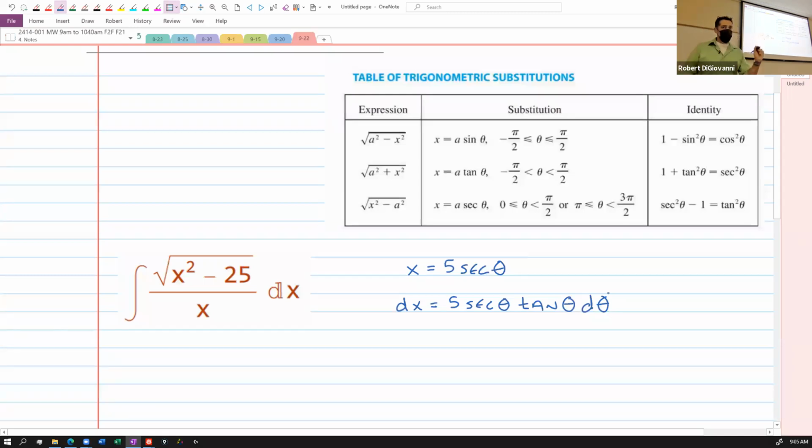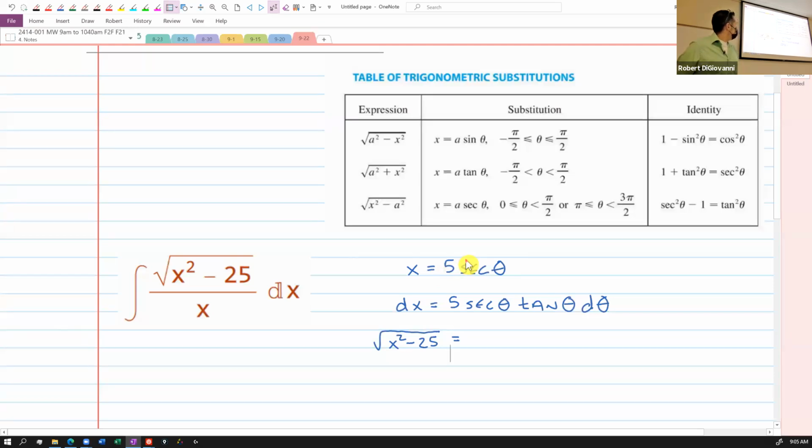And then here's the part that's not on your formula sheet that you're going to have to either remember or derive yourself. And that is, what does the square root of x squared minus 25 turn into? That turns into something. What is it? See, the formula sheet doesn't tell you, does it? Doesn't tell you. Tangent.